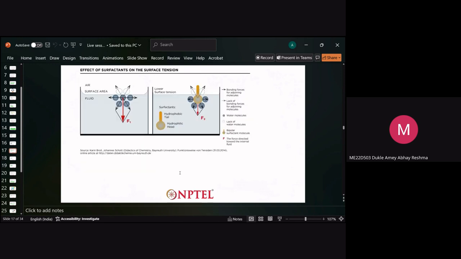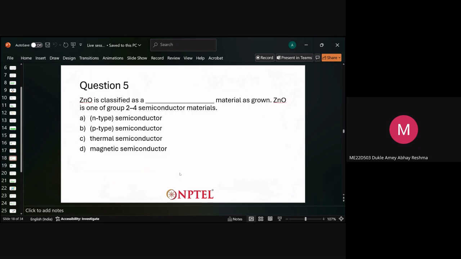Question number five: ZnO is classified as a dash material as grown. ZnO is one of the group II-VI semiconductor materials. So the answer is n-type semiconductor. Basically, if it is boron or boron-group doping, like boron or germanium dopants, it is a p-type semiconductor. If it is a nitrogen group doping, it is an n-type semiconductor. Here, since it is a II-VI semiconductor, it is an n-type semiconductor.